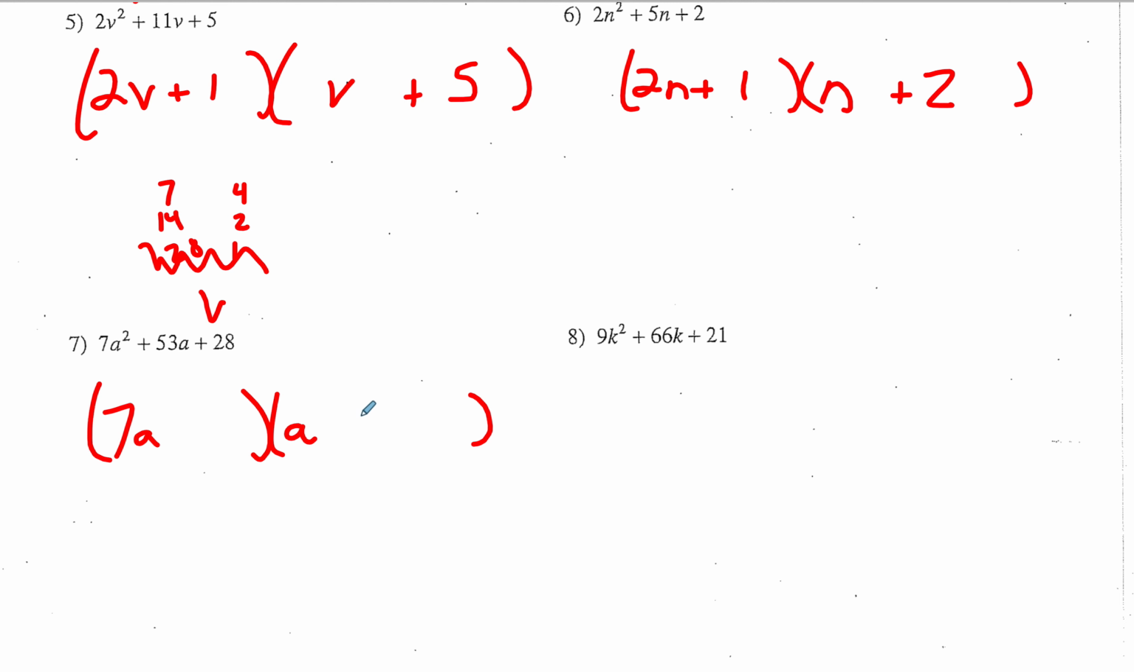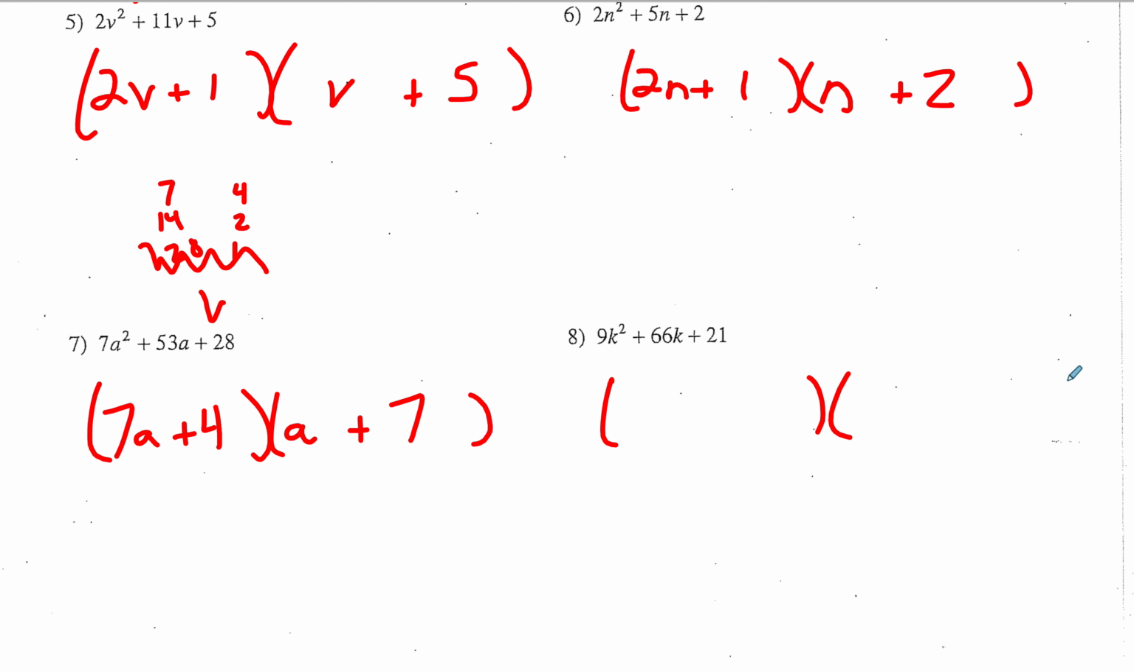7 and 4 is most intriguing to me. So I'm going to put my 7 here so I get 49a when I do this part of it. I'm going to put my 4 here so I get 4a. And then I'll have 49a plus 4a is 53a.